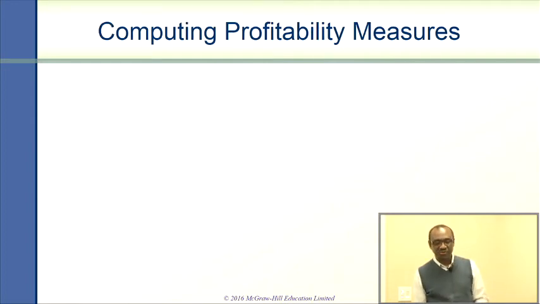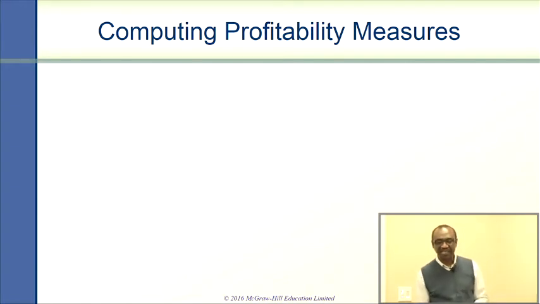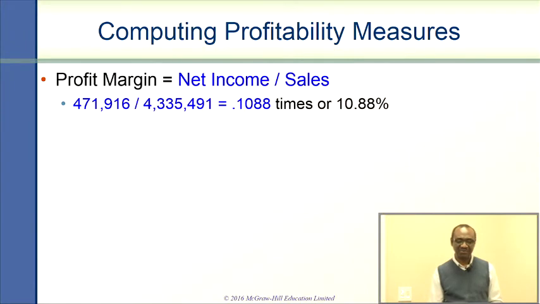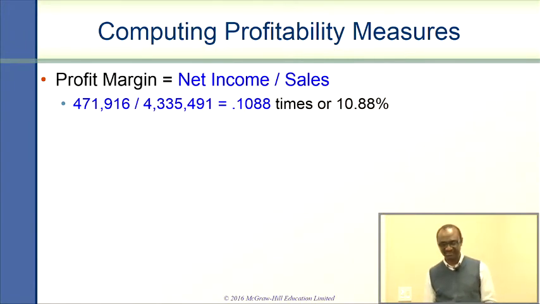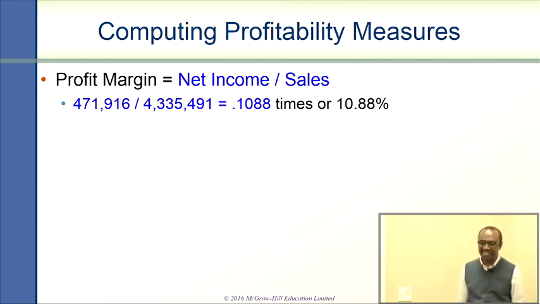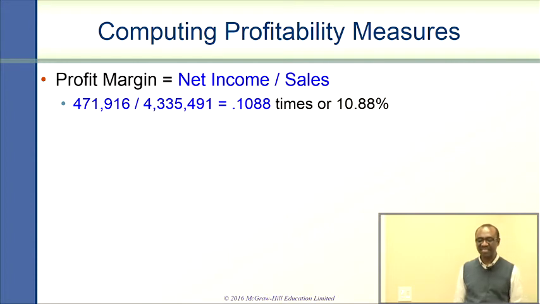Okay, so that's on the efficiency side. We also look at the fourth, which is the profitability measure. The profitability measure is looking at profit margin, for example. With profit margin, we have the net income divided by sales. So here, profit margin is 10.88%, which means over the period, we only return 10.88% of the revenue we generated.